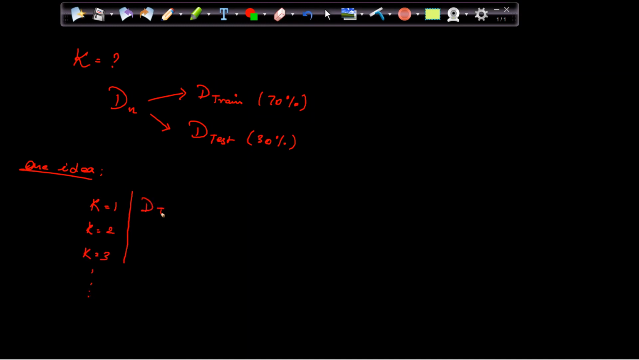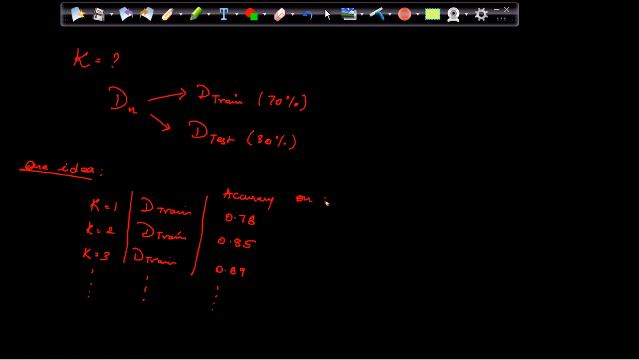I'll have the train data, and I'm using this train data in each of the scenarios, and I will get the accuracy of the model. Let's say for D train, when k is equal to 1, the accuracy is 78%. If I use k equal to 2, the accuracy comes out to be 85%. For k equal to 3, I am getting an accuracy of 89%, and so on.